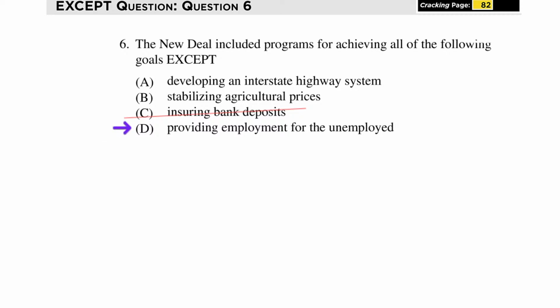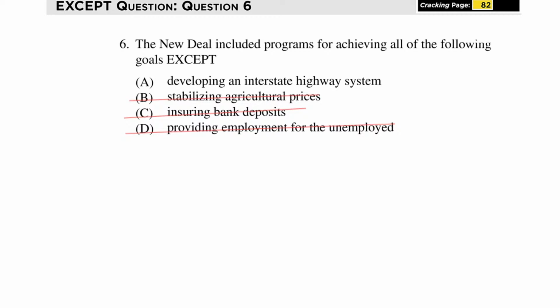Did the New Deal provide employment? Yes, there were all those alphabet soup programs where people were hired to work on various projects like the CCC and civilian corps like that. So we can definitely eliminate D. How about stabilizing agricultural prices? Yes, actually, FDR got into a little trouble by trying to control agricultural prices too much, but that was definitely a goal of the New Deal. So process of elimination, it's got to be answer A.